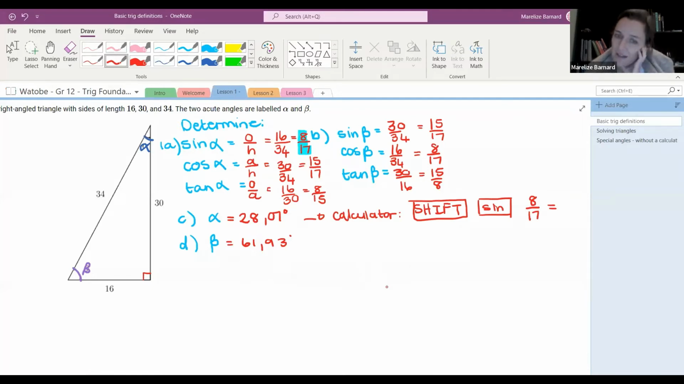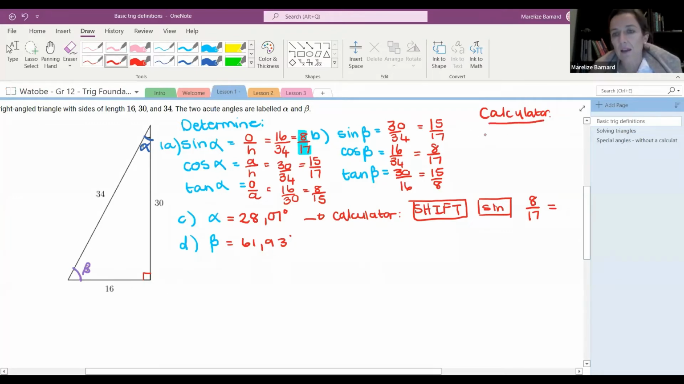Check that your calculator is in degrees. That's very, very important. While we're on the topic of the calculator, you've got to make sure that your calculator is in degree mode, and that you press the shift button before you press your trig function button. So degree mode and shift, then the trig function button.